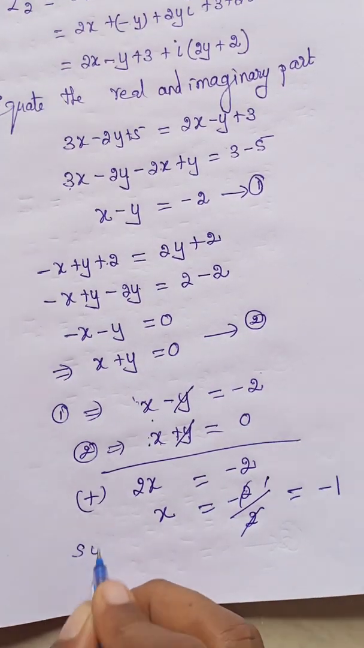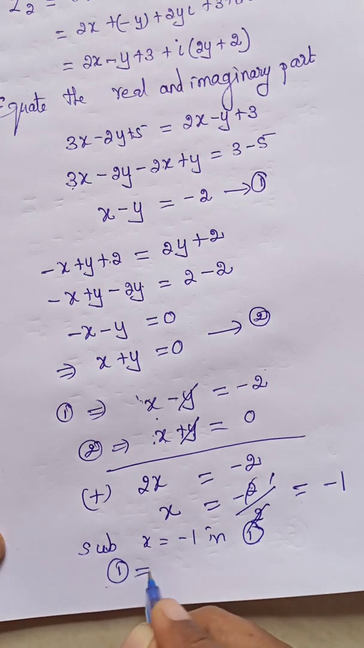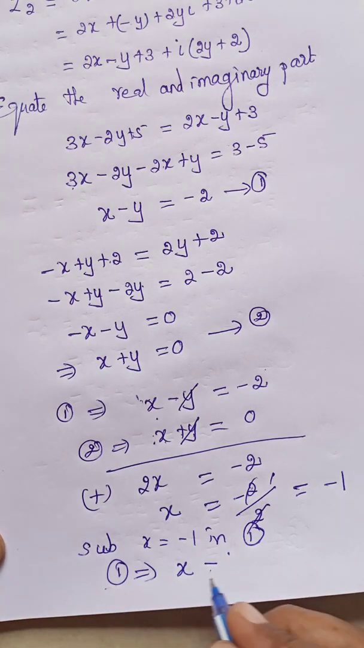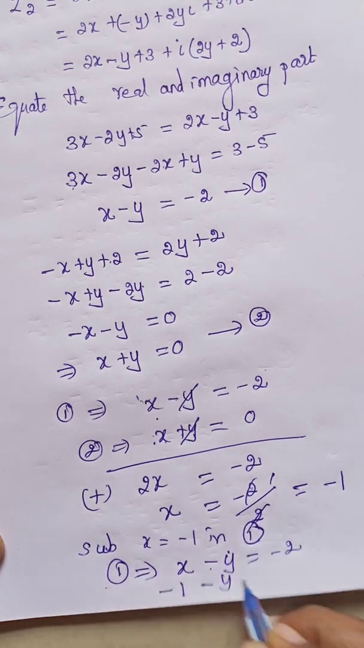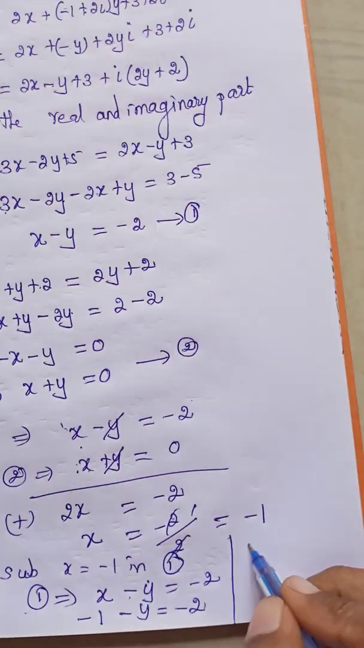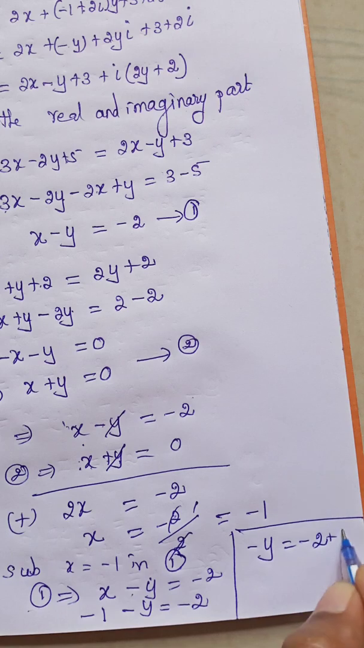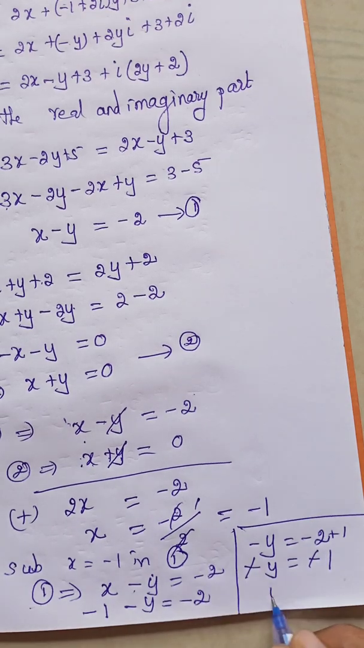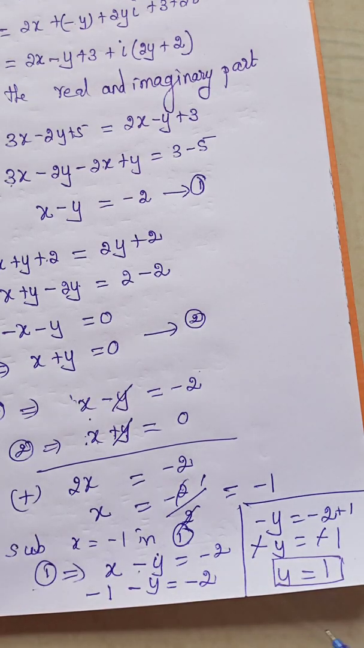Now what we can do? Substitute x equal to minus 1 in equation number 1. Equation 1 implies x minus y, isn't it? x minus y is equal to minus 2. The value of x is minus 1, so minus 1 minus y is equal to minus 2. Or minus y is equal to minus 2, minus 1 when it comes to the next side, plus 1. So minus y is equal to minus 1. Both minus and minus will get cancelled. We will be getting y is equal to 1. So for this problem, the answer is x equal to minus 1 and y is equal to 1.